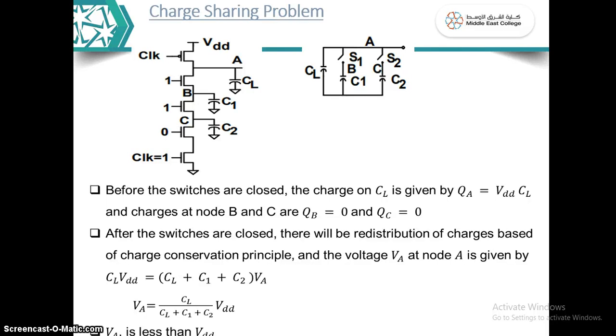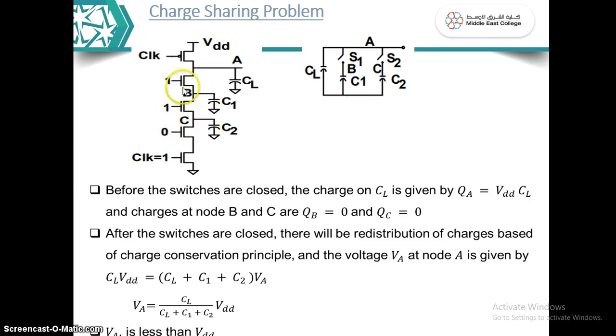So the next disadvantage of dynamic CMOS logic is the charge sharing problem. I'll explain the charge sharing problem with an example. Consider a 3-input NAND gate. We are implementing the 3-input NAND gate by using an NMOS network.